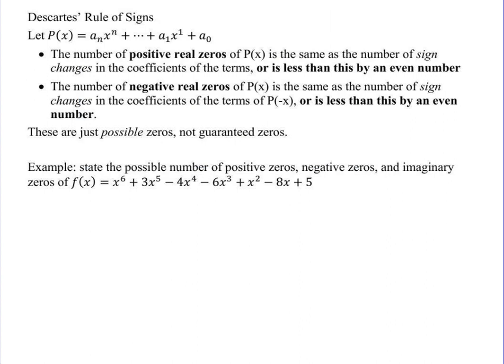The last, not really theorem, I'm calling it a theorem, but it's really not. It's Descartes' rule of signs. The guy is named Descartes. This is his rule of signs. So it's Descartes' rule of signs.